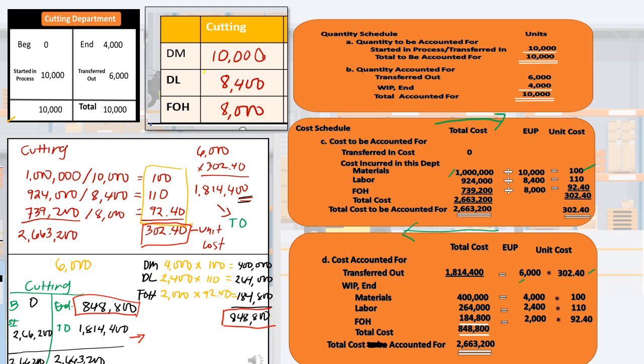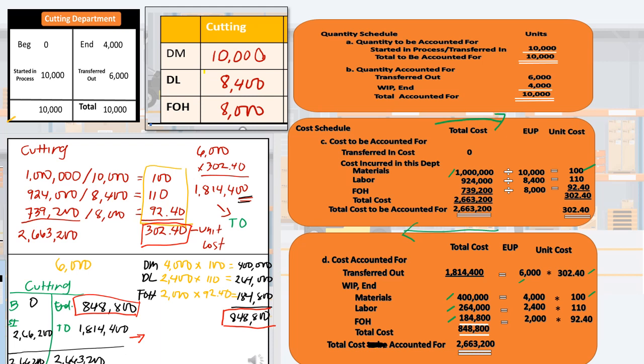So, let's say, for example, we have the materials. Ang materials unit cost natin, ng computation natin is 100. Ita-times mo yan doon sa 4,000, which is yung natitira sa ending inventory natin. So, 400,000. Then, tuloy-tuloy lang. Sa labor, 1,110 times 240, 264,000. Then, factory overhead, 92.40. Then, ang lalabas doon, 184,800. So, ang total cost po natin ay 848,800, which is part ng ating ending inventory.